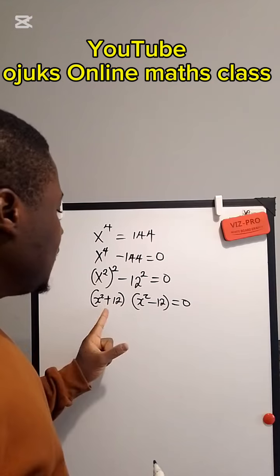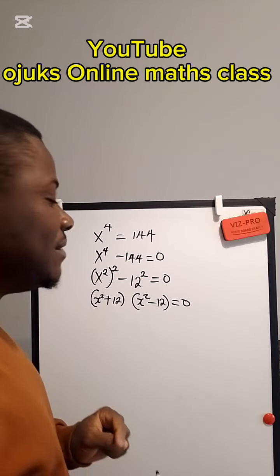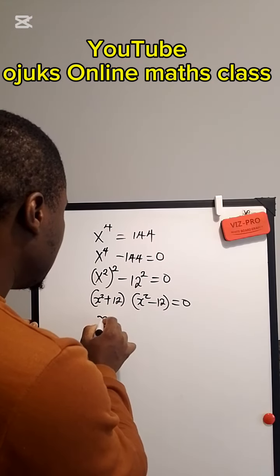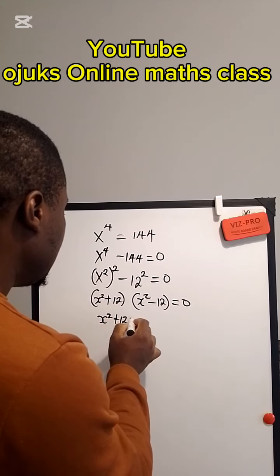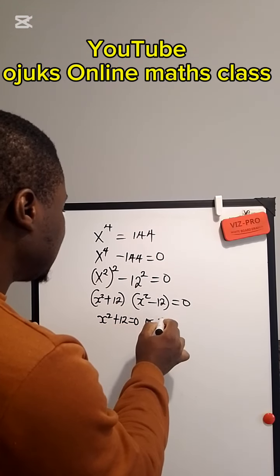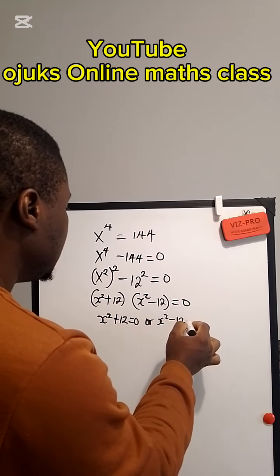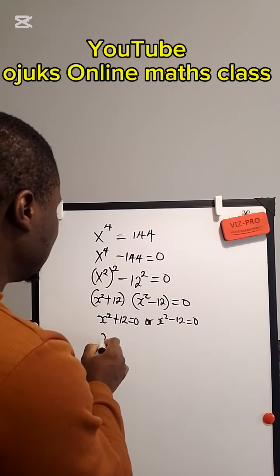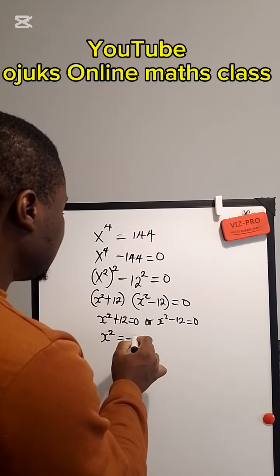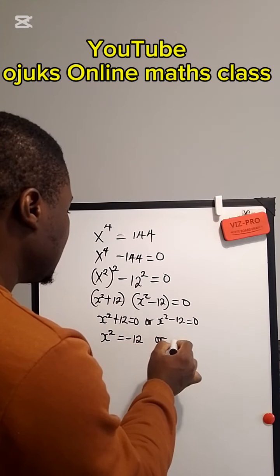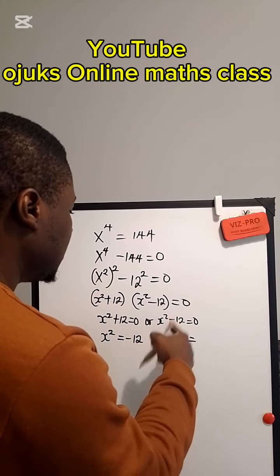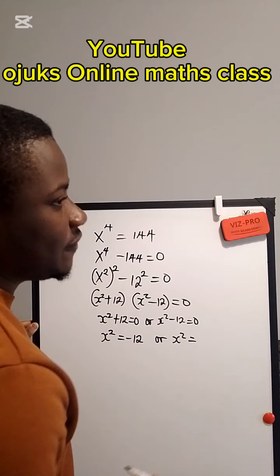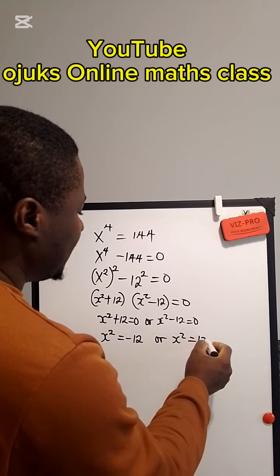What do we do? If the product of two brackets is equal to 0, that means that either of these two brackets, x squared plus 12, is equal to 0, or x squared minus 12 is equal to 0. So in return, if we solve for the value of x here, we're going to have that x squared is equal to negative 12, or here, x squared is equal to, transferring negative 12 to the other side of the equation, we're going to have positive 12.